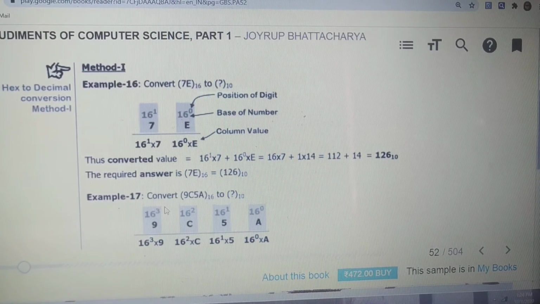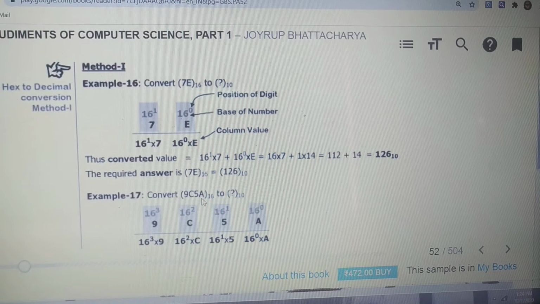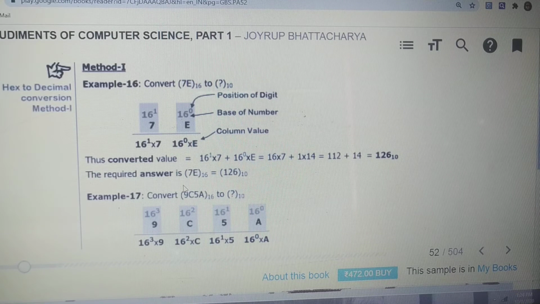Now coming to the next example, that is 9C5A. Try to put the positional values first. A positional value is 0, 5 positional value is 1, C positional value is 2, and 9 positional value is 3. So A into 16 to the power 0, plus 5 into 16 to the power 1, plus C into 16 to the power 2, plus 9 into 16 to the power 3.